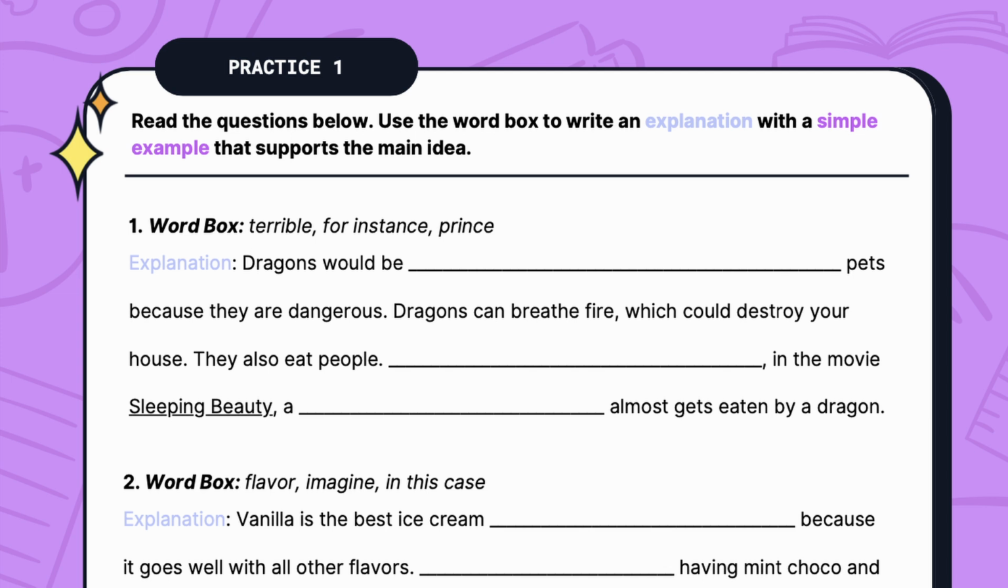This is what the explanation should say. Dragons would be terrible pets because they are dangerous. Dragons can breathe fire, which could destroy your house. They also eat people. For instance, in the movie Sleeping Beauty, a prince almost gets eaten by a dragon.